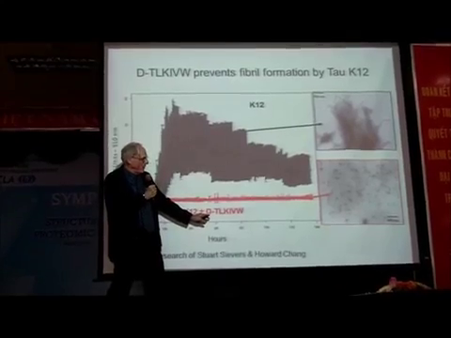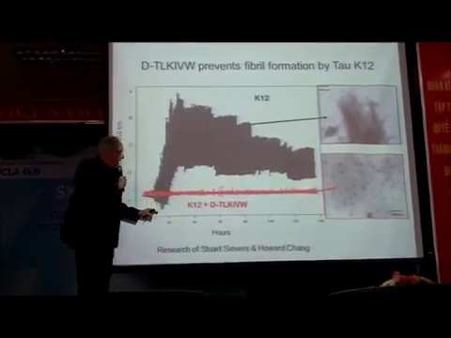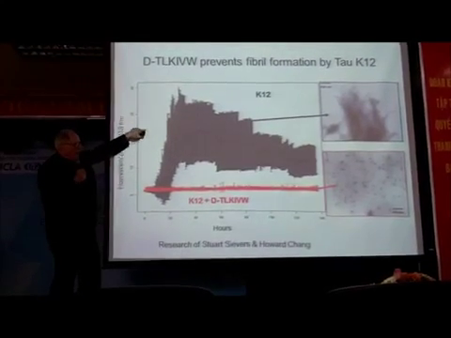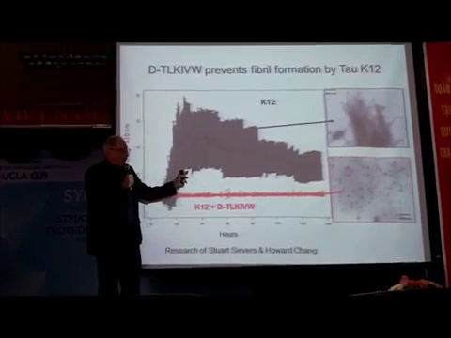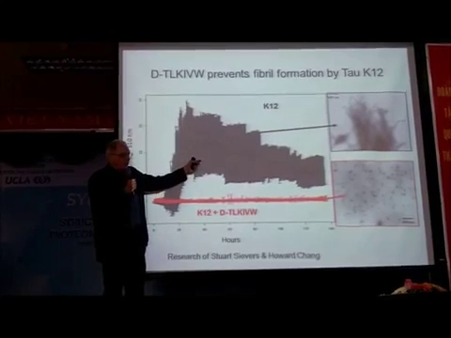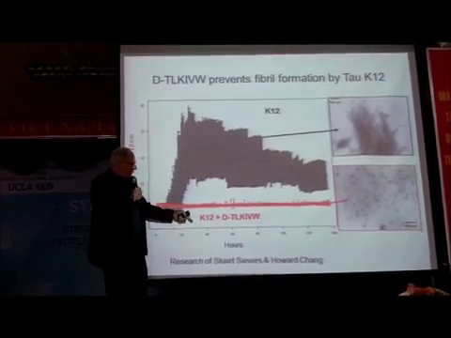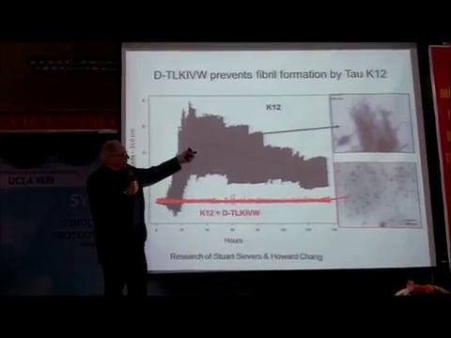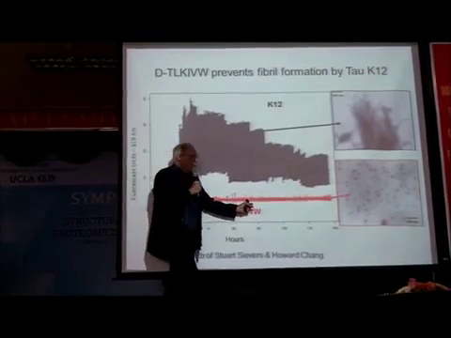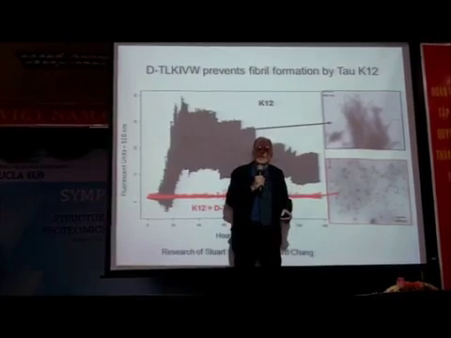It's an all-D amino acid, 6 residues with this sequence, and this shows the formation of fibers using fluorescence against time. If we put tau in solution, this is the protein tau, and we shake it, after about 30 hours, it forms fibers. But if we have the inhibitor present, we can shake it for a whole week and no fibers. So the inhibitor really works.